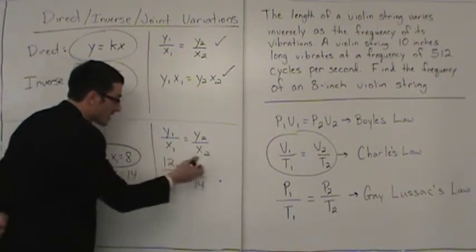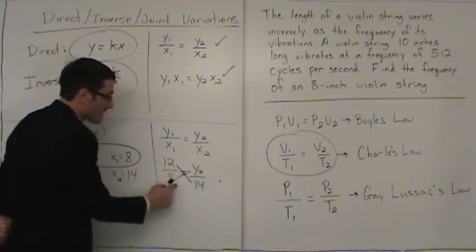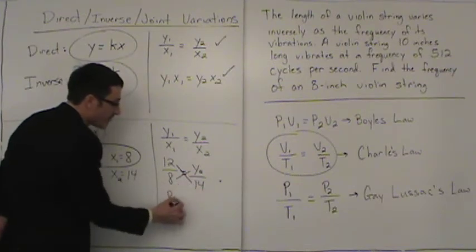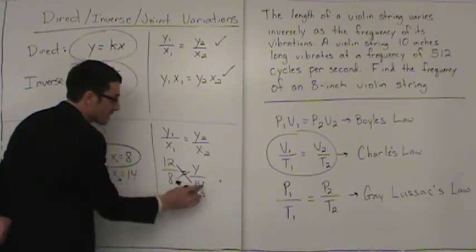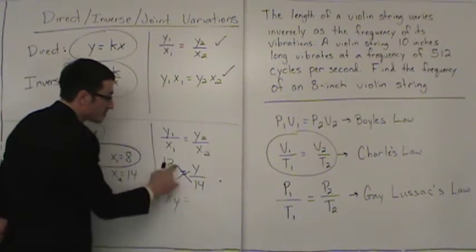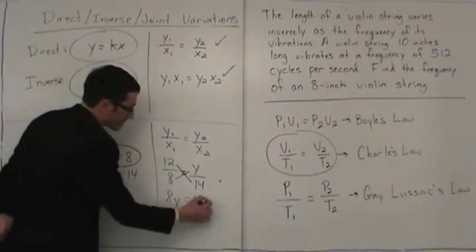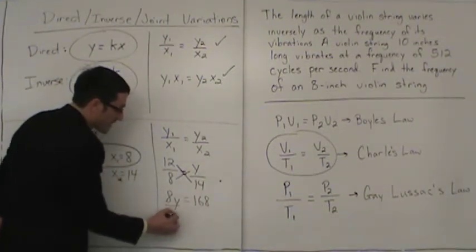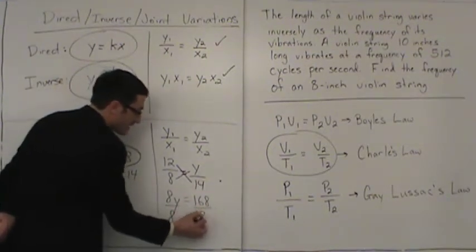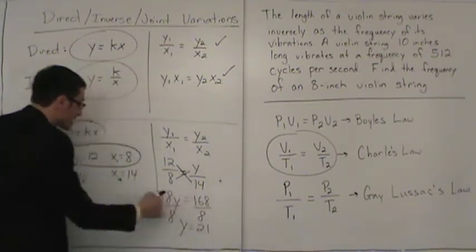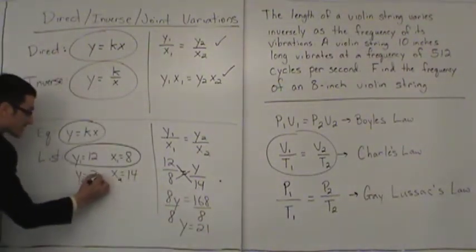So cross multiply. We're going to take the bottom, multiply by the top here. 8 times y2. You can just think of this as 8y. Let's just ignore the 2. 8y equals 12 times 14, which is 168. Now we're going to divide by 8, and we get a y value of 21. Did we get the same answer? Yes, we got the same answer.